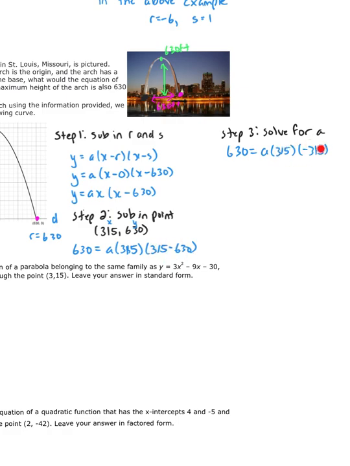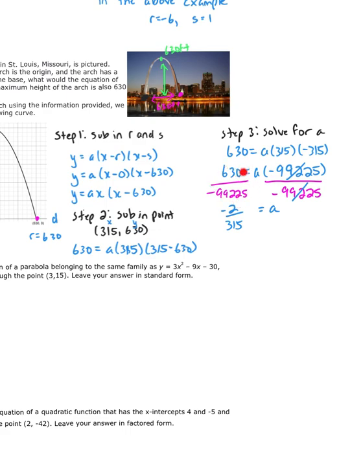So now I'm going to multiply these two numbers together and I'll get quite a big number. So 630 equals a times negative 99,225. And now to solve for a, I need to divide both sides by that number. So when I simplify, the right side is just a, because those two cross off, and my left side is negative 2 over 315.